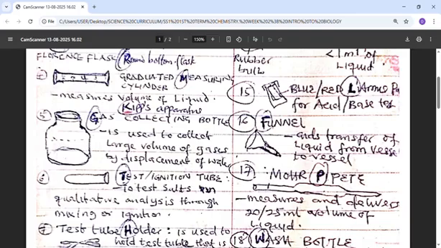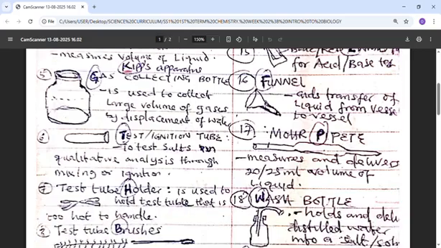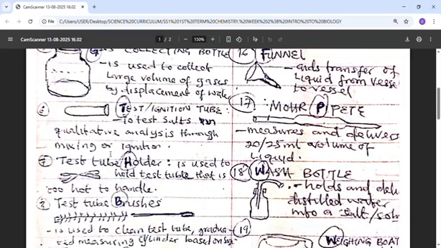Then number 6, we have our test tube. We have the ignition tube. So from the name test tube, it is used to test salts in qualitative analysis, when you want to test the quality of salts through mixing, or ignition. Number 7, we have test tube holder. You can use this to hold a test tube that is too hot to handle.